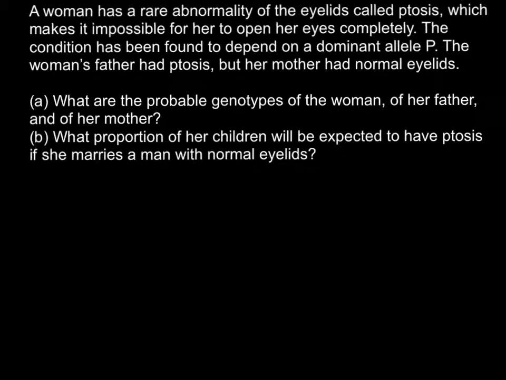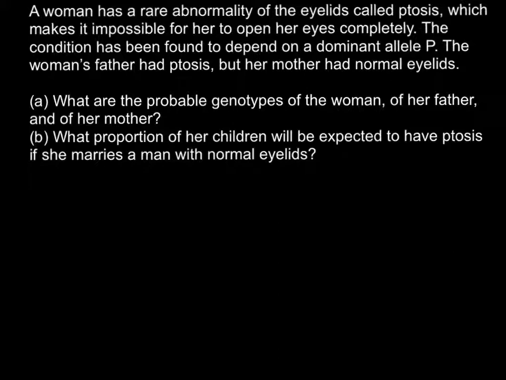Hi, in this video I want to talk about dominant genetic disorder inheritance, and today's problem is: a woman has a rare abnormality of the eyelids called ptosis, and I want to bring your attention to the correct pronunciation of this genetic disorder name, that is ptosis, which makes it impossible for her to open her eyes completely. The condition has been found to depend on the dominant allele P. The woman's father has ptosis, but her mother had normal eyelids.